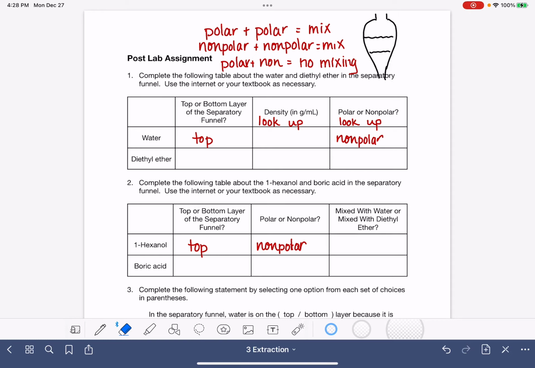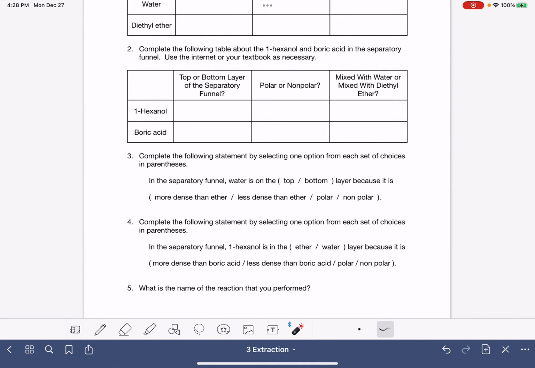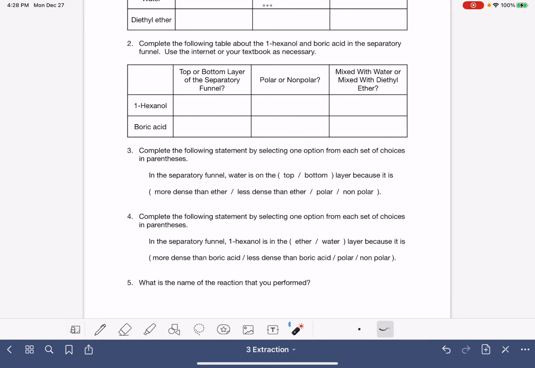I'm going to erase these because I don't know if they're right or not. And also, actually, it's probably easier to answer this question first. It's asking if this mixed with water or if it mixed with diethyl ether. That's going to just be based on what layer it's in or what it's combined with. You know, when you hover your cursor over the top layer, it's going to tell you one of these substances and one of these substances. So once you get through that part, then you are going to move on to questions 3 and 4.